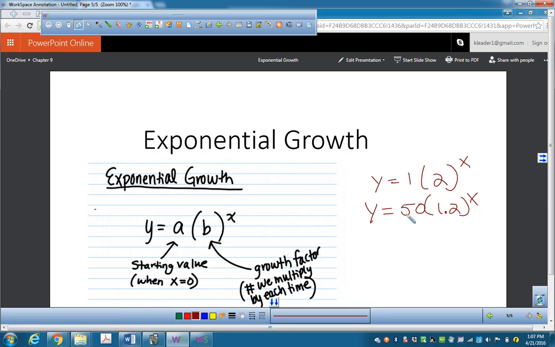Right? So in both cases, this was my penny problem. You start with a penny, you double it every day for a month. This is, I start with a 50-pound colt, I'm multiplying by 1.2 each day, and this is how much it's going to weigh after x days. Okay? Moving on to the next thing.